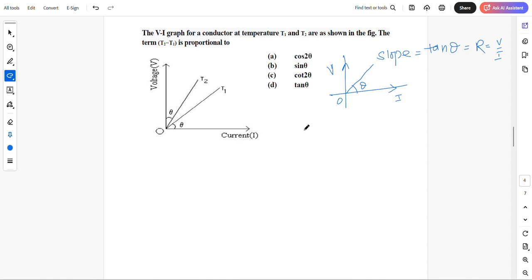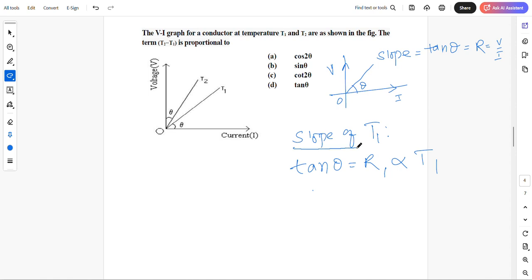Now here, what is the slope of T1? Tan theta is equal to R. Let us take tan theta is equal to R1, because it is given that it is proportional to T1. Now what about T2?